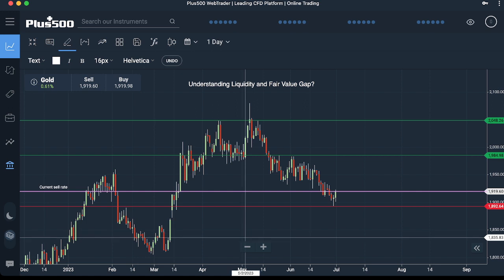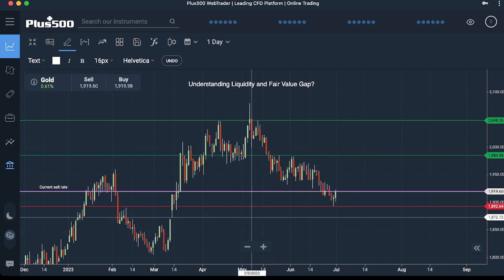So now, for those of you who don't have any idea what is liquidity, what is fair value gap, please go back and watch our very basic videos about this concept. This is a little bit of an intermediate level, so you need to understand the very basic idea about this concept before coming and getting more benefit out of it.